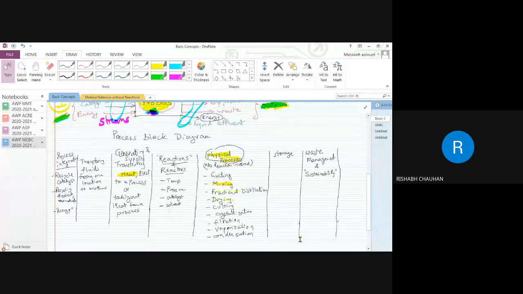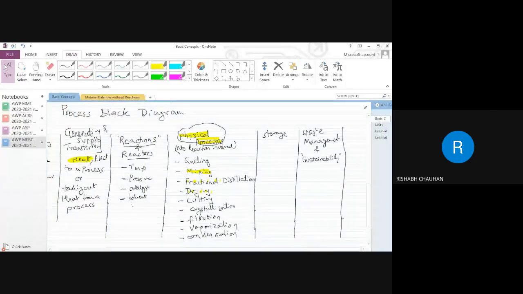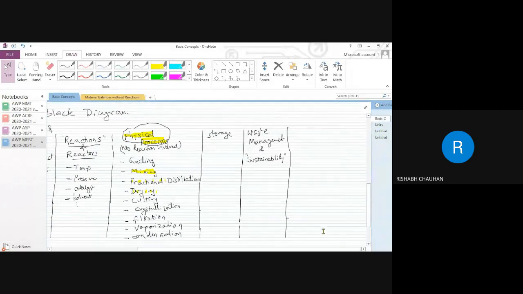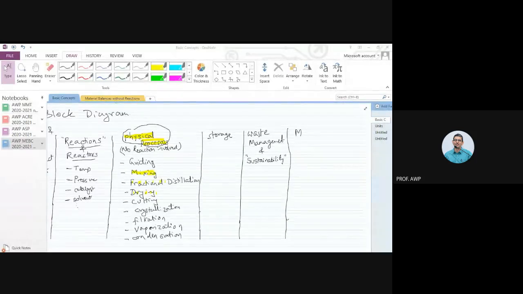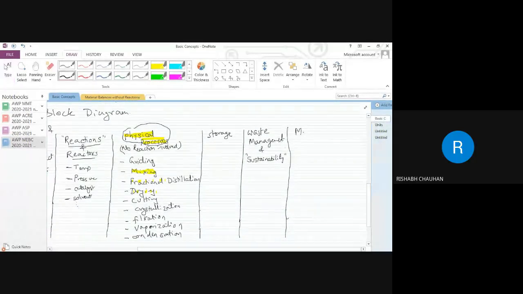So analysis or monitoring of a chemical reaction. Say that again. The analysis or monitoring of a chemical reaction. Monitoring. Thank you. Who was that? What was your name? Rishabh Chauhan. Yes, sir. Okay. Monitoring.